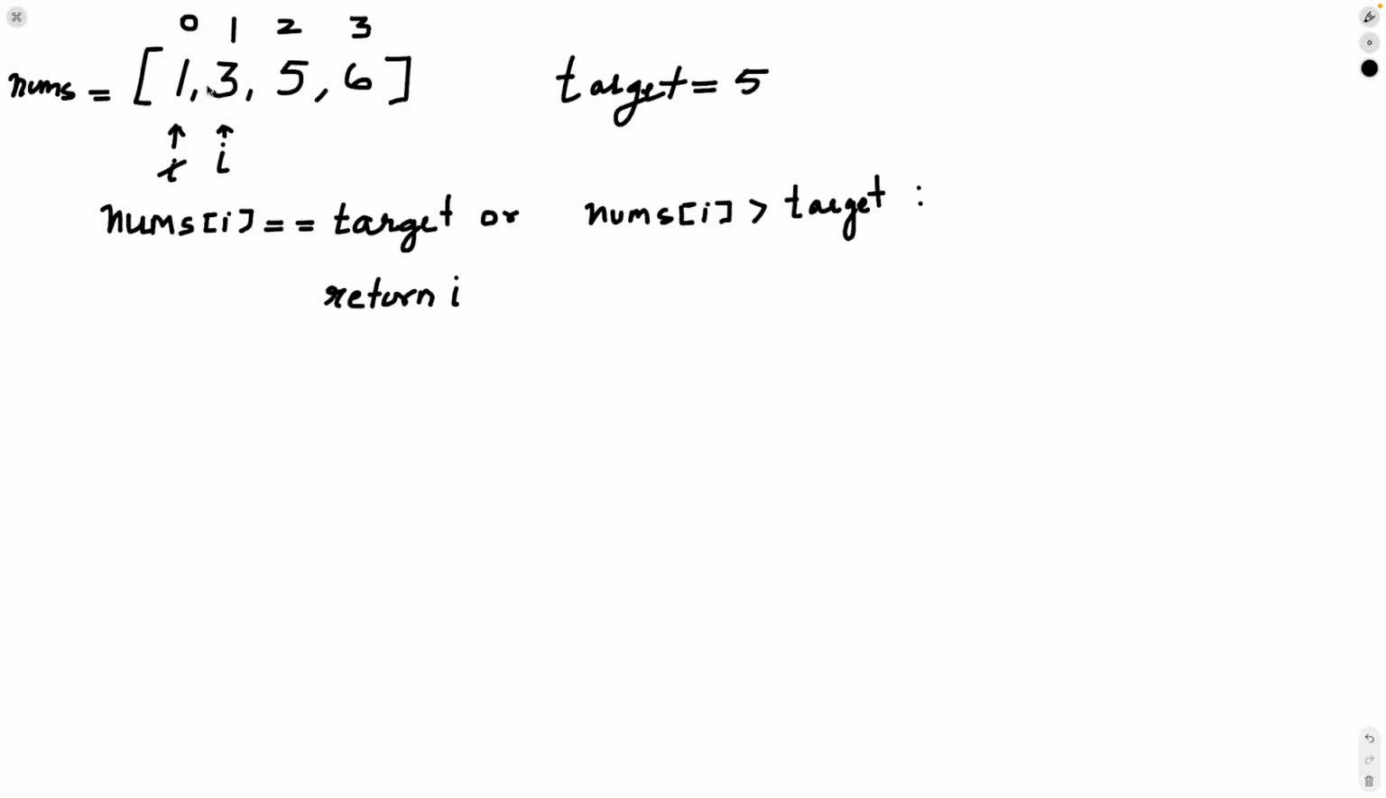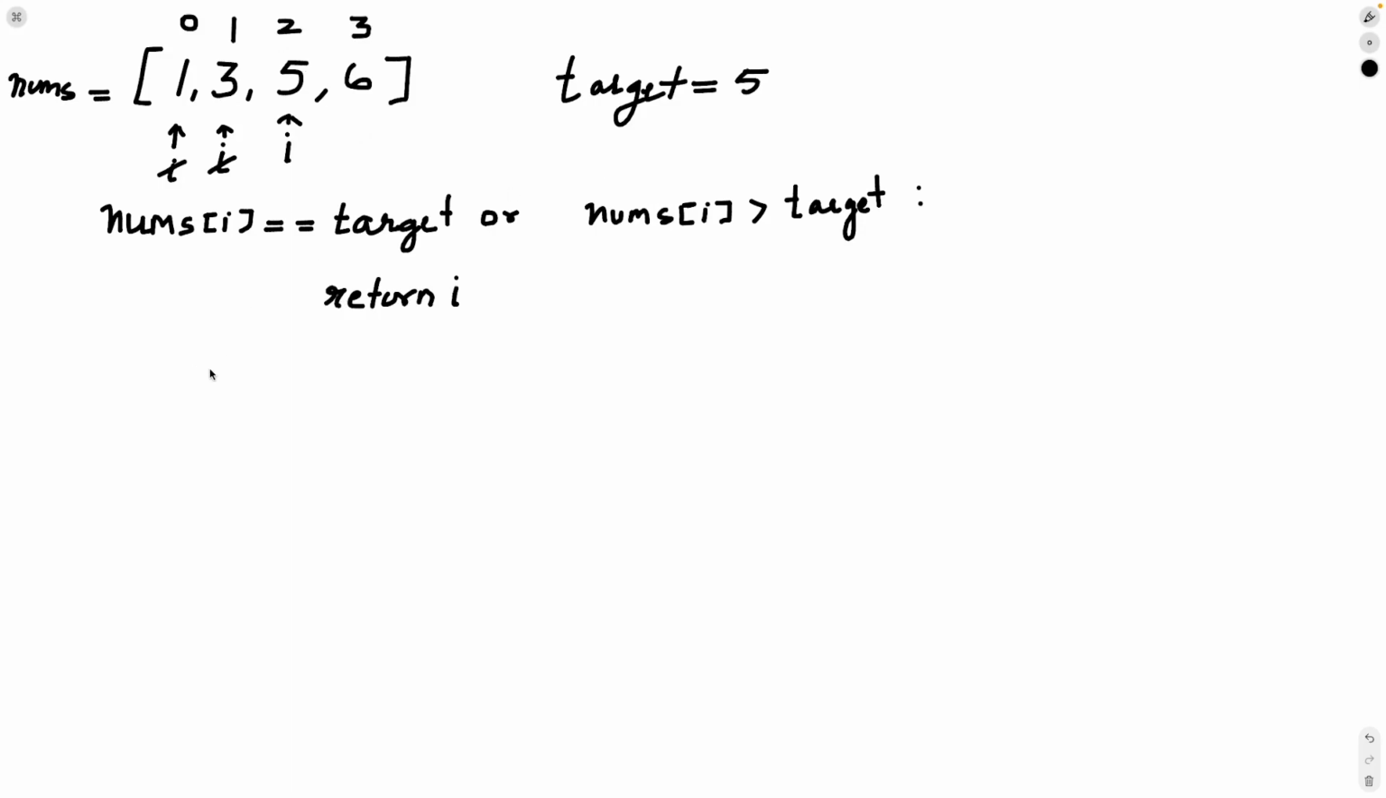If nums of I, which is now pointing at 3, is equal to target, so is 3 equal to target, this condition is not true. Or if nums of I, which is 3, is greater than 5, this is also not true. So we'll increment I by one more position. So I comes here. Again we'll check if 5 is equal to 5, this is true. So we'll just return I, which is the value 2.